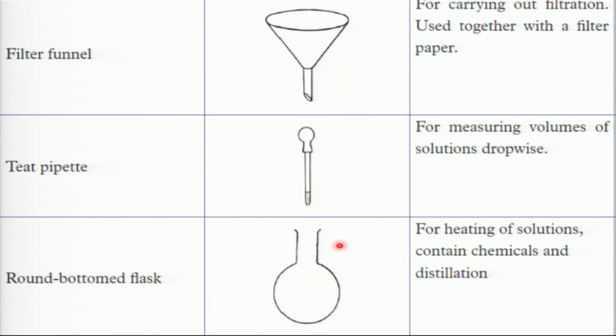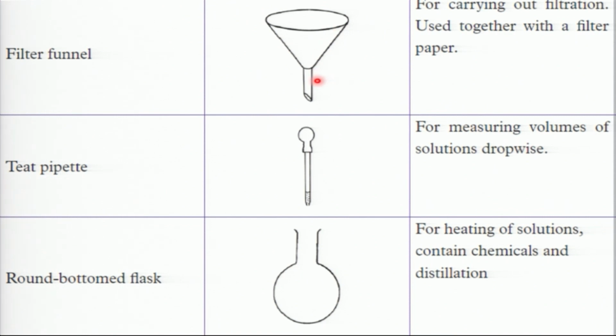We can continue with very many. We have the filter funnel. The filter funnel is used to carry out filtration. As the name says, filter funnel, it is used together with the filter paper. Normally you get what we call a filter paper. You insert it there. Then you want to filter some substances. You pour into the filter funnel, which holds a filter paper. Then the residue will remain on the paper. Then the filtrate will move through the filter funnel.